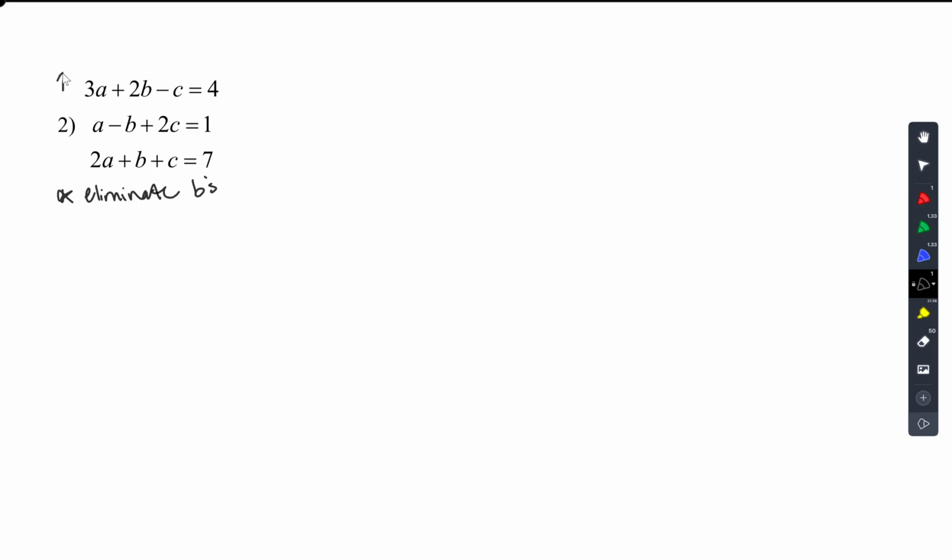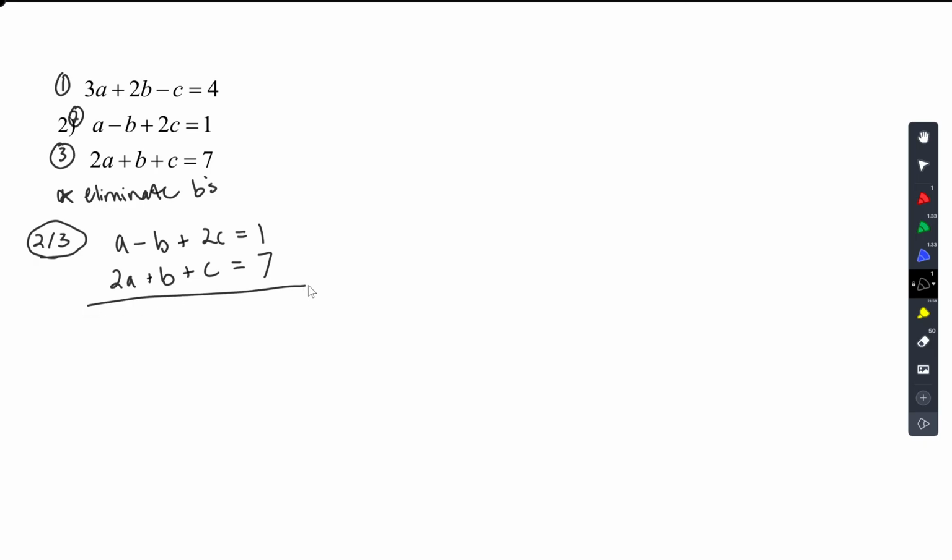I'm going to label them 1, 2, and 3 to organize my life. I'm definitely going to pair 2 and 3 together, because this one's minus b and this one's plus b. If I add them straight away, it's way easy. So I'm going to rewrite it and go straight add, because my b's are gone. So I get 3a plus 3c equaling 8.